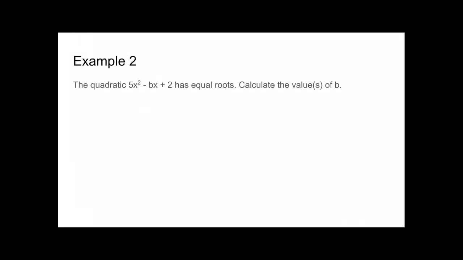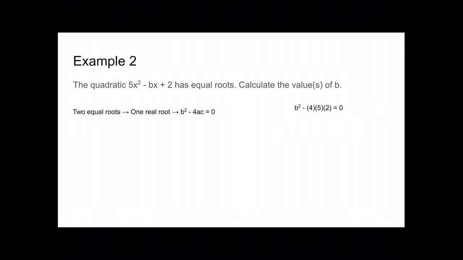Alright, so example 2. The quadratic 5x squared minus bx plus 2 has equal roots. Calculate the values of b. Alright, so 2 equal roots, the first thing that should come up in your mind is that there's only one real solution for x. So b squared minus 4ac must be equal to 0.